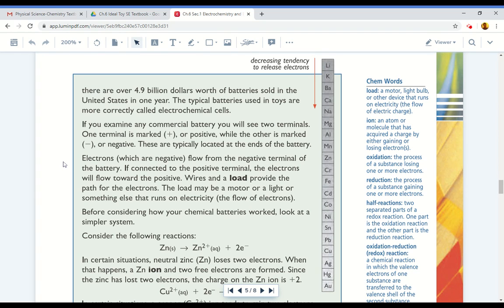Electrons, which are negative, flow from the negative terminal of the battery. If connected to the positive terminal, the electrons will flow toward the positive. Wires and a load provide the path for the electrons. The load may be a motor or a light or something else that runs on electricity.